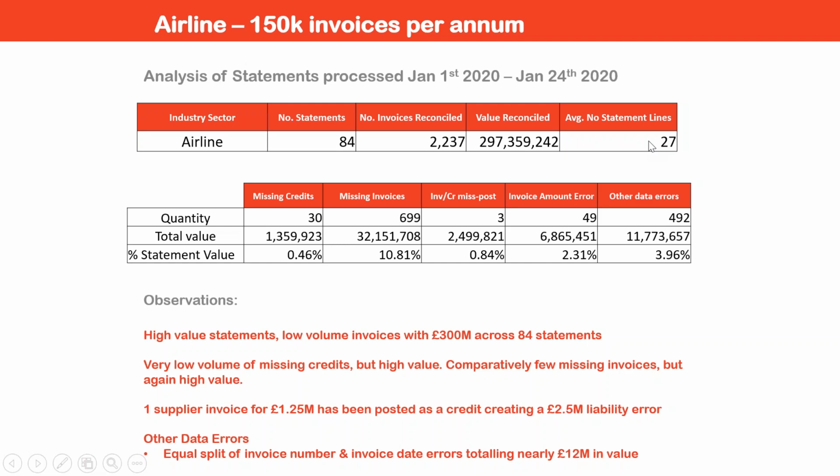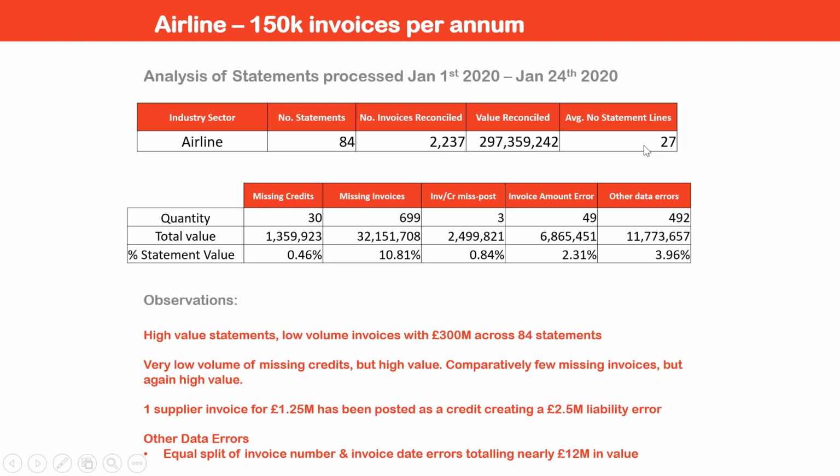They've got one, if you look at the invoices and credits posted the wrong way around, there's a £2.5 million figure there. Now, there is one invoice for 1.25 million that's been posted as a credit. So it's creating a £2.5 million liability. And then the other data errors, again, it's like 4% of the total value, but it's nearly £12 million worth. And I think it's really interesting when you look at the data behind this, because it can point to needing to go and do some root cause analysis to find out why.